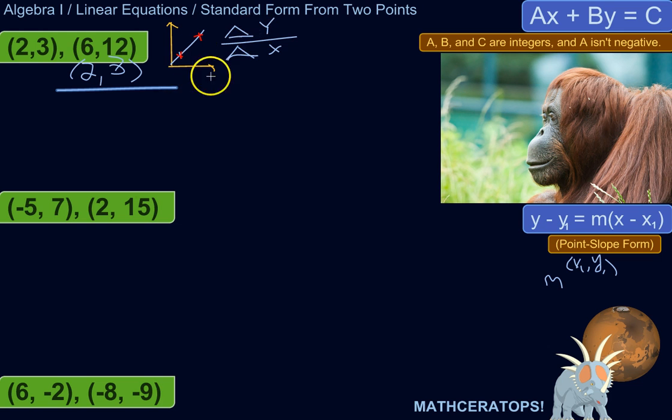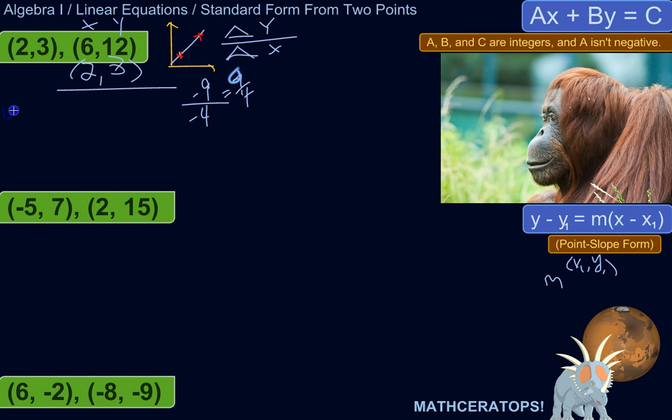Okay, so I want the change in y over change in x. So these are my y's, these are my x's. So how does y change as it goes from 12 to 3? Well, it decreases by 9. 12 minus 9 is 3. Okay, so that's my change in y. Change in x, I go from 6 to 2. So I go from 6 down to 2. That's a decrease of 4. So my slope would be 9/4.